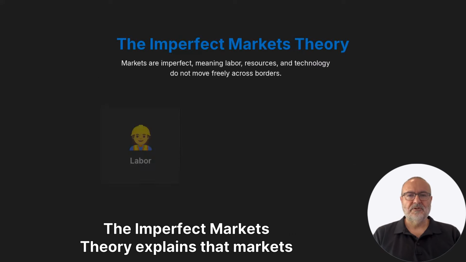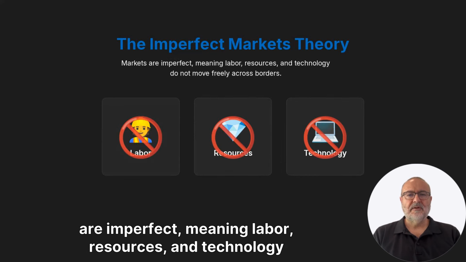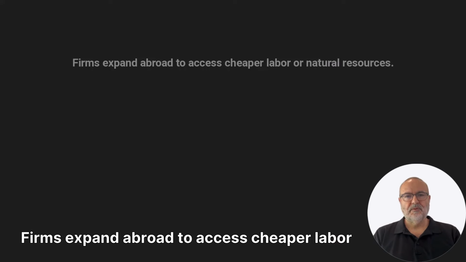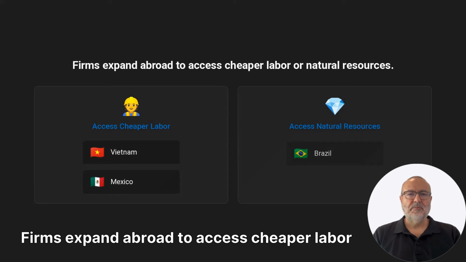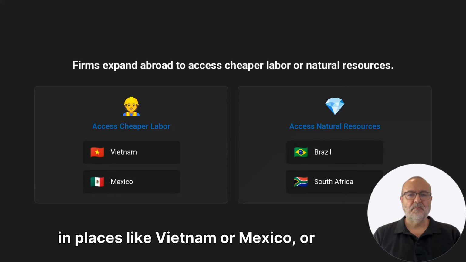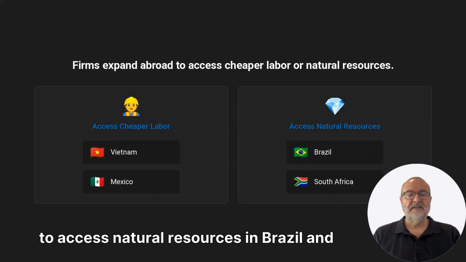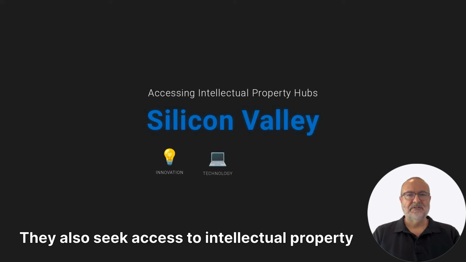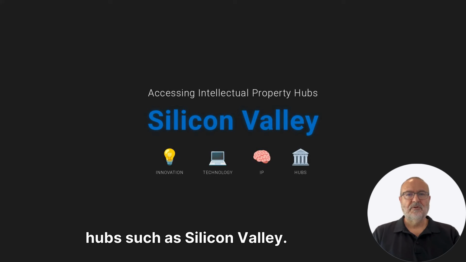The imperfect markets theory explains that markets are imperfect, meaning labor, resources, and technology do not move freely. Firms expand abroad to access cheaper labor in places like Vietnam or Mexico, or to access natural resources in Brazil and South Africa. They also seek access to intellectual property hubs such as Silicon Valley.